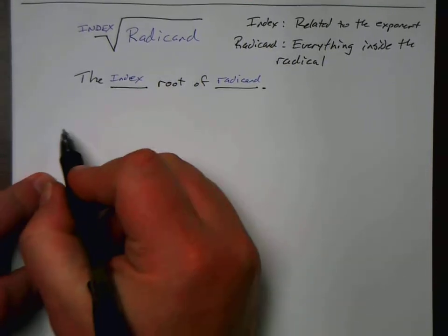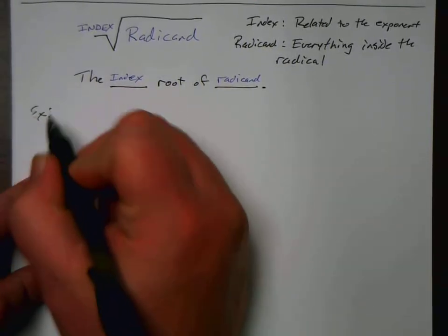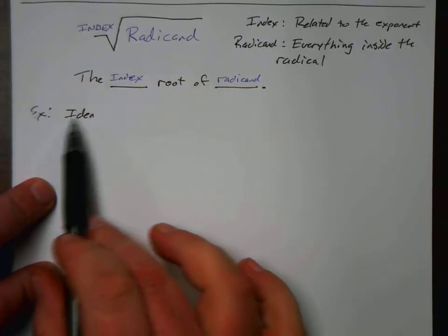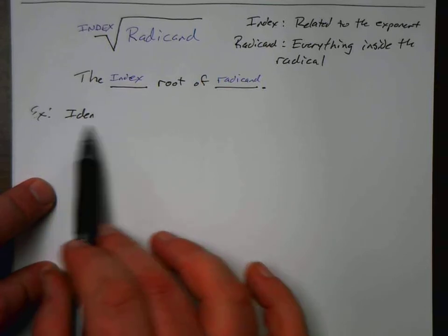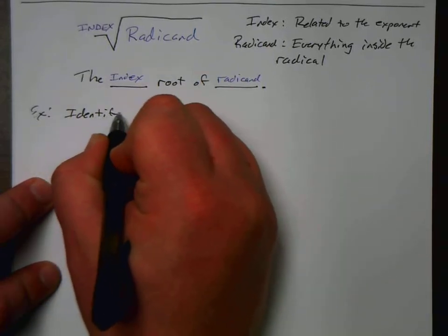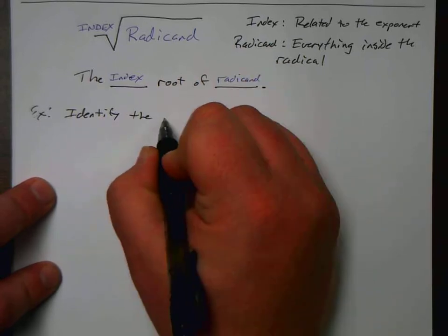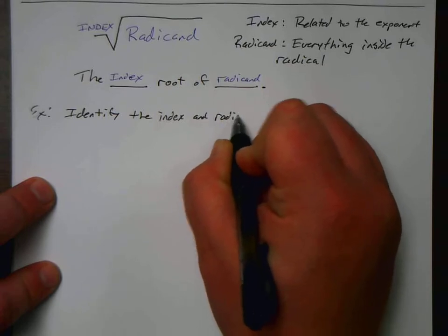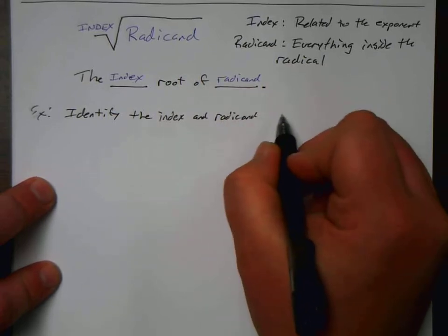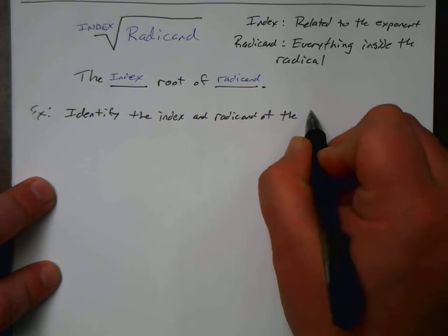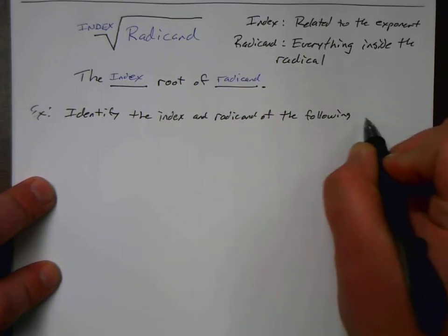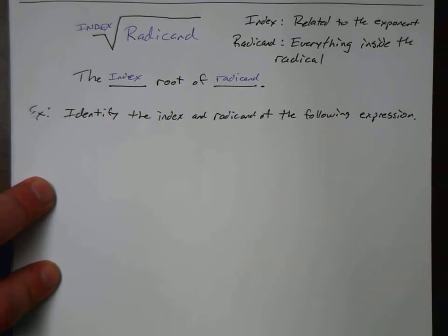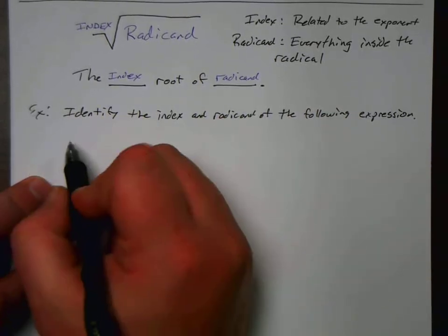All right, so let's take a look at an example here. You're going to get this: the directions on a homework question, the directions on a test or something. You're going to say, identify the index and radicand of the following expression. So those are the directions, all right? So we're going to get something that looks like this.